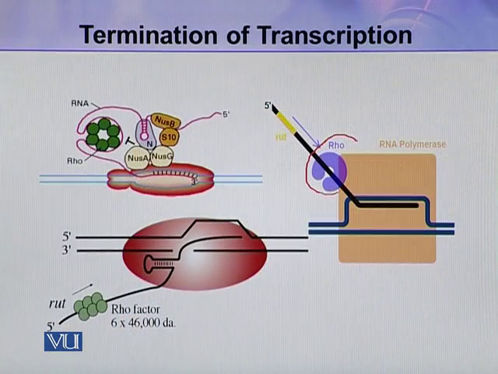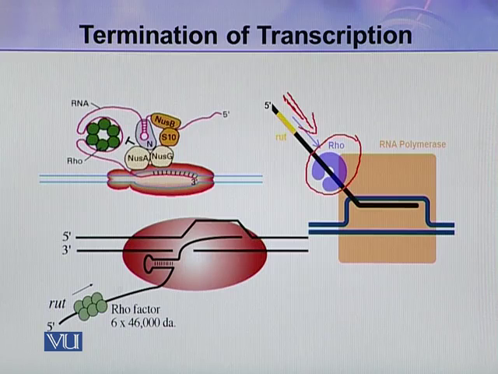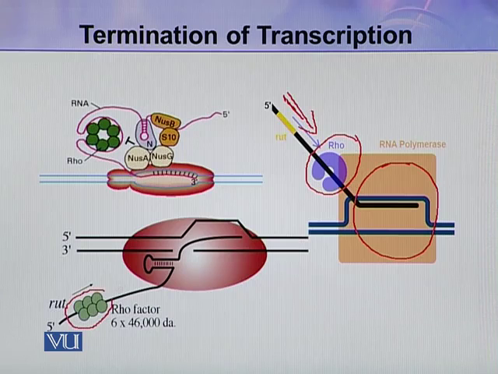This is Rho, and this one is a rut site. So it binds here, then it translocates, and it reaches the RNA polymerase. This is RNA polymerase, and then it stops transcription. In a second illustration, this is Rho, and here is the rut site, and it binds here, and then it translocates here and strikes the polymerase.